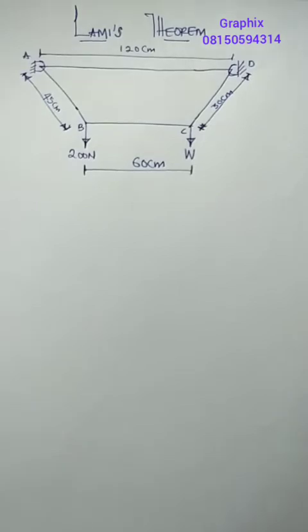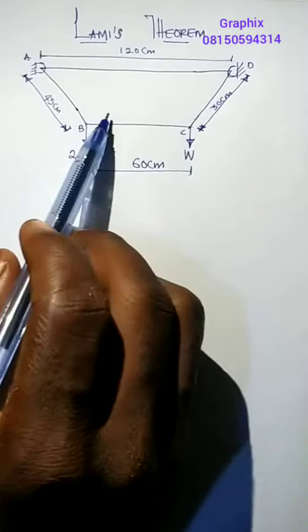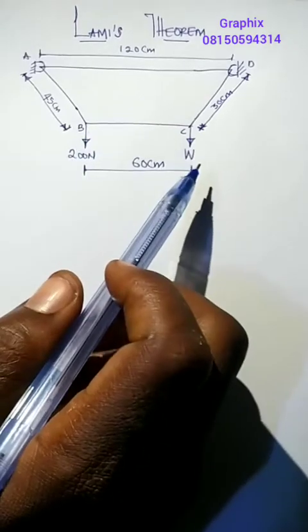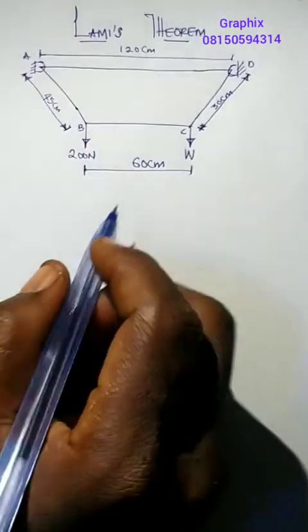Today we'll be looking at this exercise on Lami's Theorem. Now we are given the sides, but we are not given any of the angles, and we are told to calculate for the weight. So what you have to do here, solution.